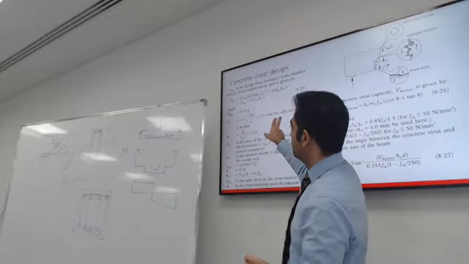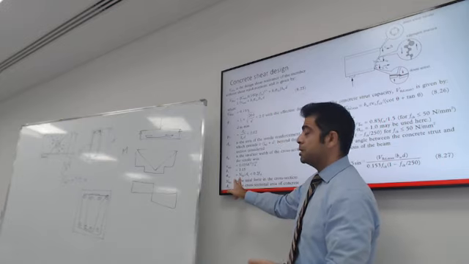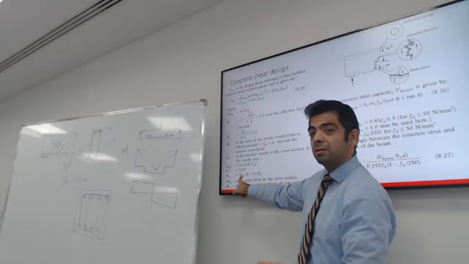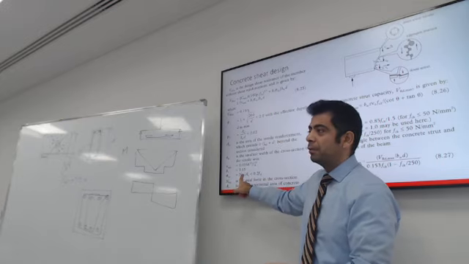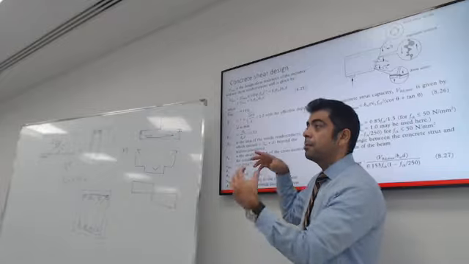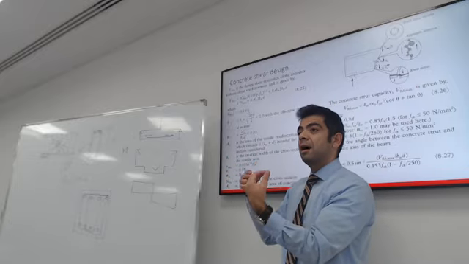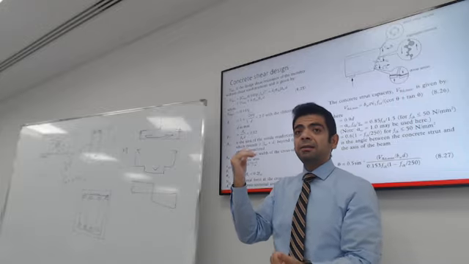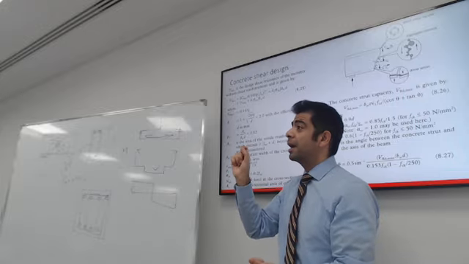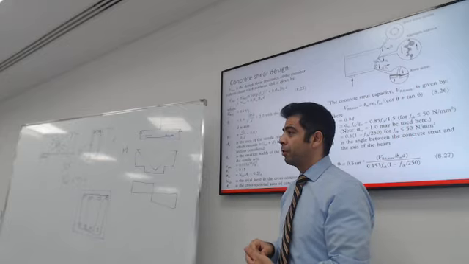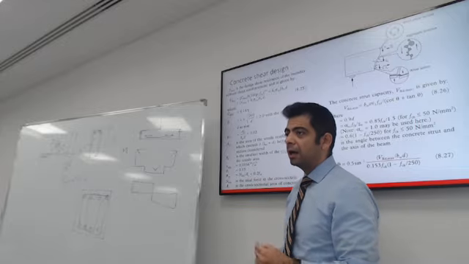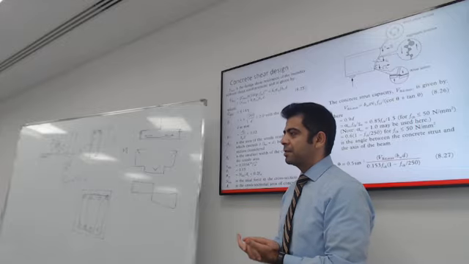So the code will ask you what is the normal force or the normal stress on the beam. If it's compression, it will add to the resistance. If it's tension, you subtract it. So you put the correct sign, positive or negative, for the force. I need to emphasize this.